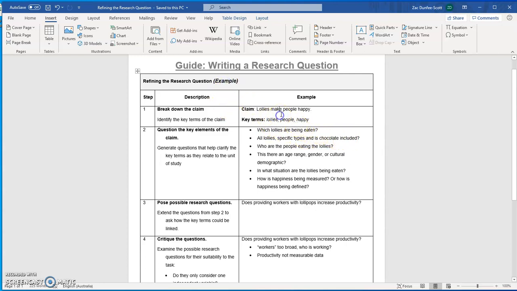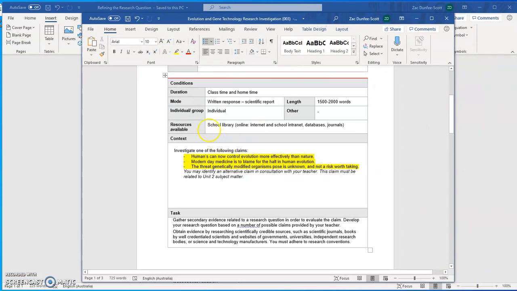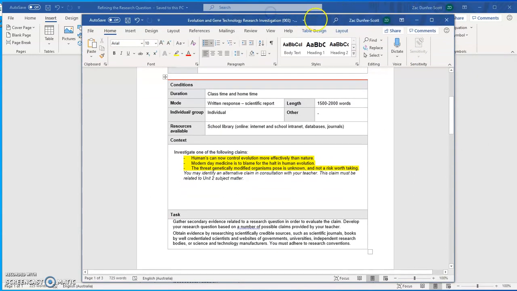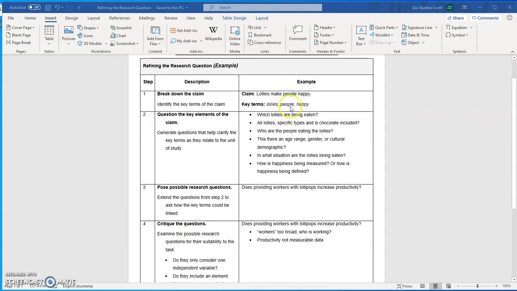Obviously this is just an example. You are not learning about whether lollies make people happy or not. Your claims are all about evolution and DNA and genetics. But this is a mock claim here: lollies make people happy. Just like your claims, you would normally put one of your 3 in there, but for now this is just the example. I'm just going to move this out of the way again.